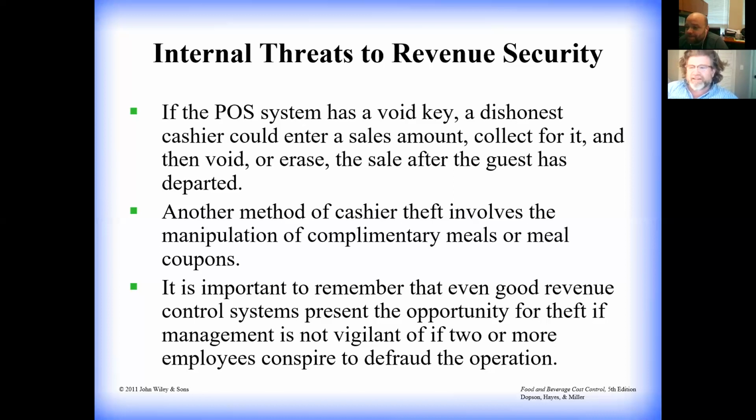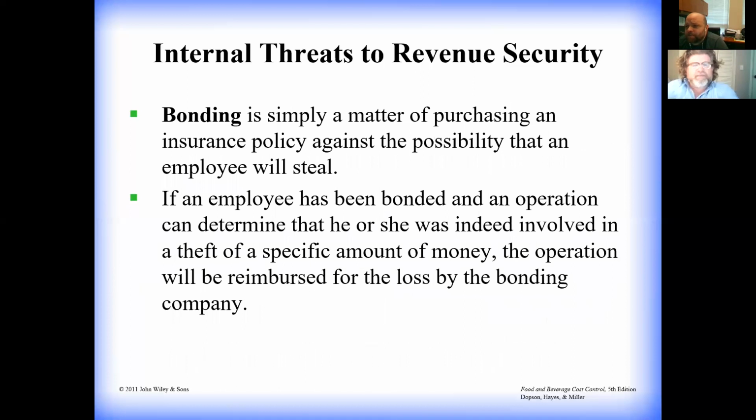I've seen a box of steaks walk out the back door, and that's a problem. If you don't have, I hate to say security system, but cameras on employees as well, the back doors when people are taking out trash is a good time when things go walking out. So, bonding.